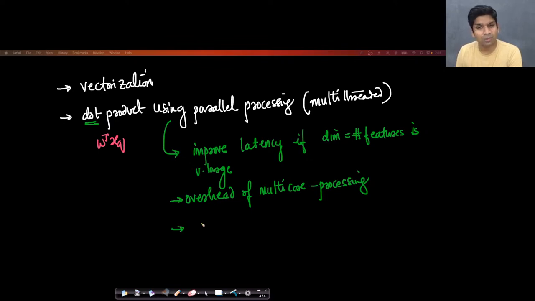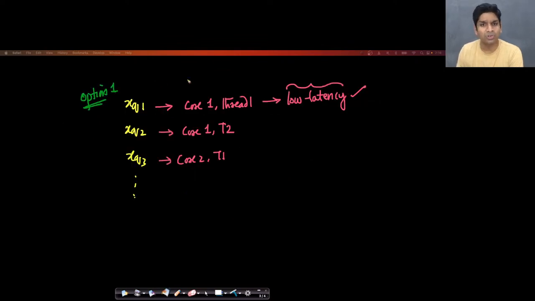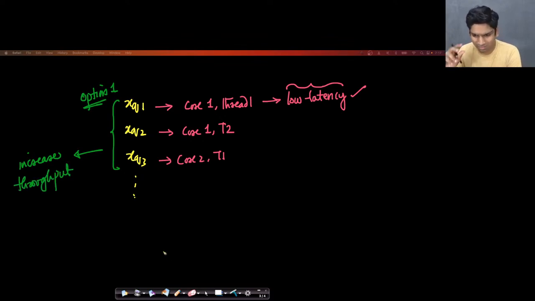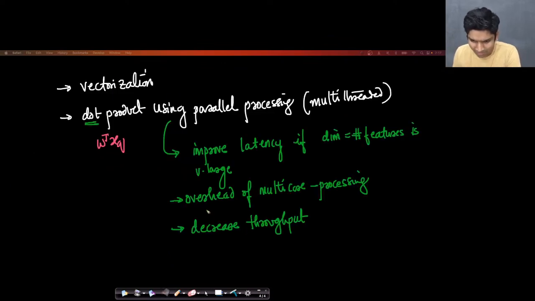But there is another fundamental problem. This would decrease your throughput as compared to this option, because this other option can increase your throughput. Does it make sense? Does it make sense on why this may not be the most ideal choice?